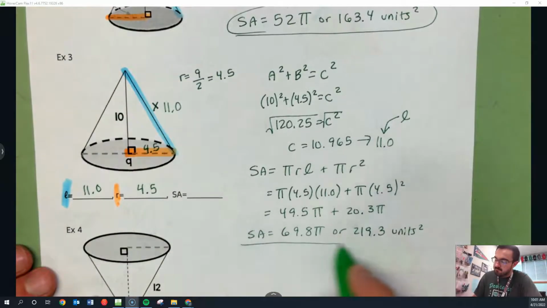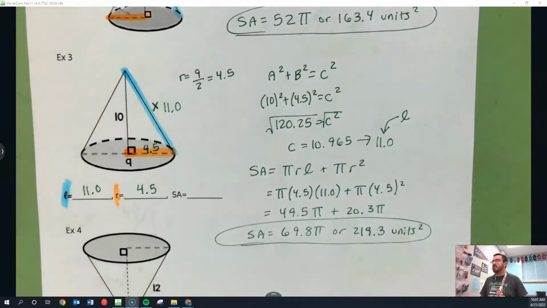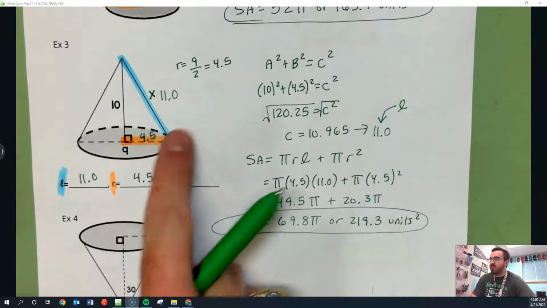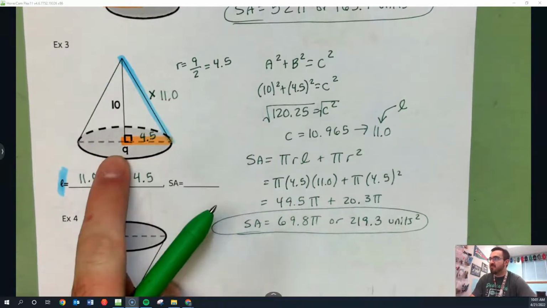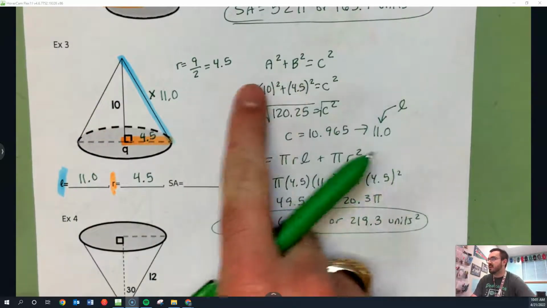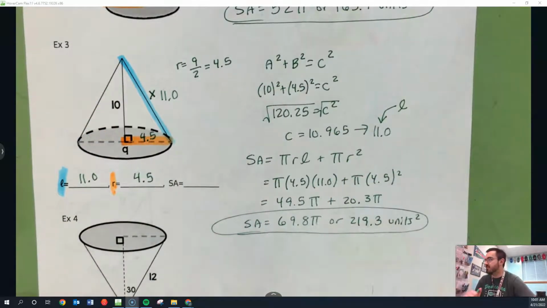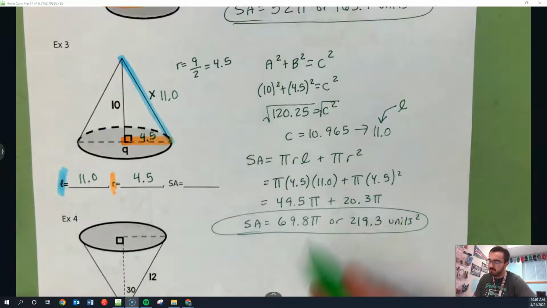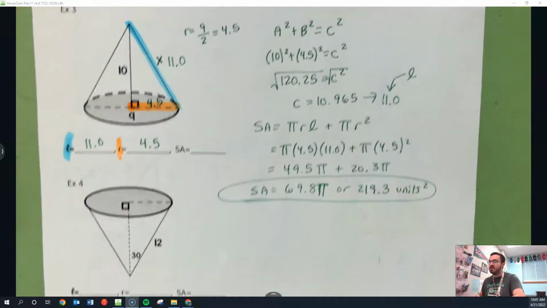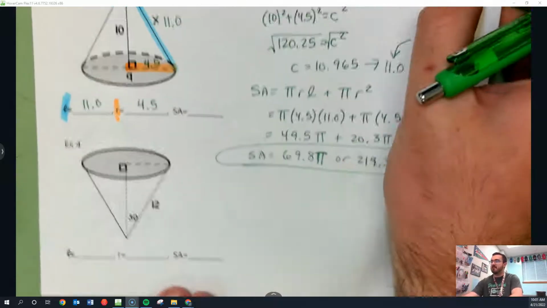All right, not too bad. Okay, so again, radius was 4.5 because it was half of the diameter, which is 9, and then my slant height, I found it using a squared plus b squared equals c squared. Okay, not too bad. All right, we got one more example. Let's go ahead and knock that out.